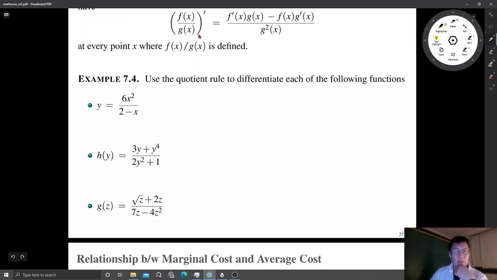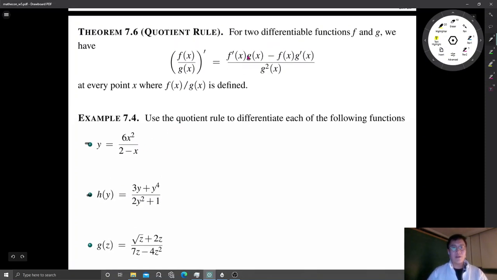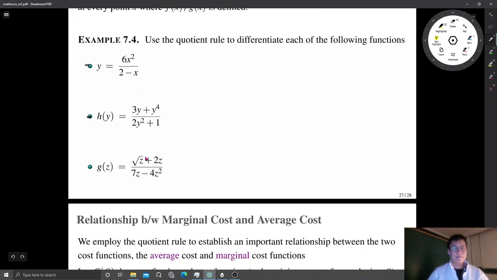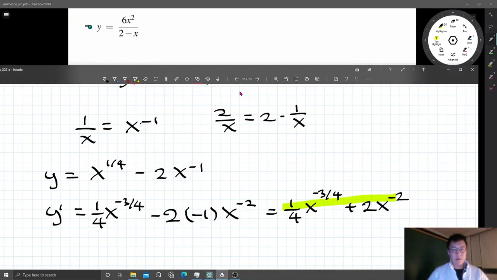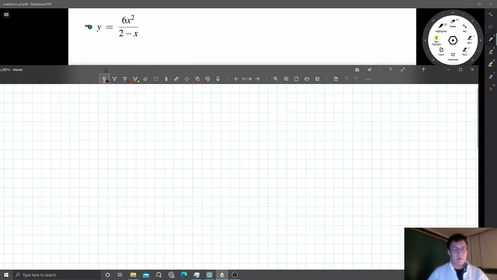Right? So now using this rule, let me find the derivative of the first two examples. Okay, so in the first example, we have 6x squared on the top, and then 2 minus x on the bottom. So we divide 6x squared, one function of x, by another function 2 minus x. Okay? So using this quotient rule, we can easily find the derivative of this. So on a separate note, let me explain how to find the derivative of this.